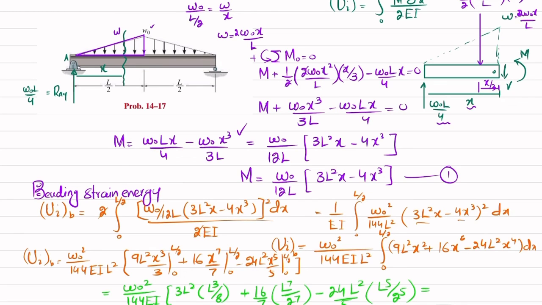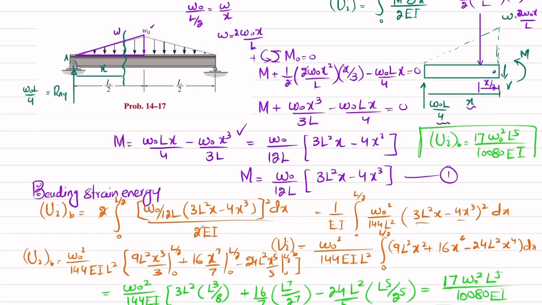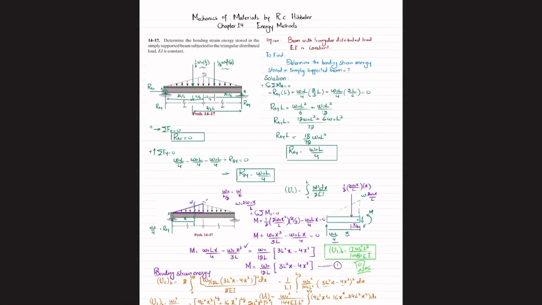And again, when you simplify all this, clear, you will get the final value, which comes out to be 17 W naught square L to the 5 over 10080 EI. So the final answer, the strain energy due to bending, will be equal to 17 W naught square L to the 5 over 10080 EI, which will be our answer. And that was all about this problem 14-17.